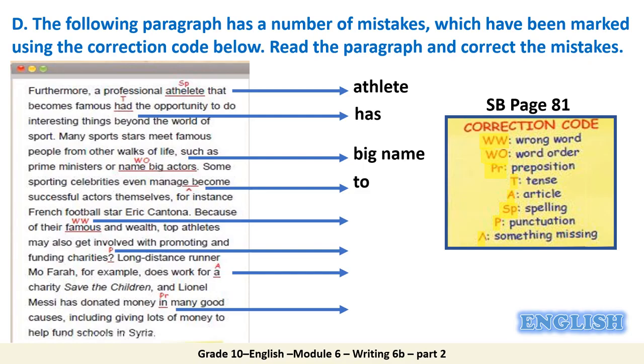Then, wrong word, fames becomes fame, the noun. And then we have a punctuation mistake, the question mark becomes a full stop. Then an article mistake, a becomes the. And finally here we have a preposition mistake, in becomes to.